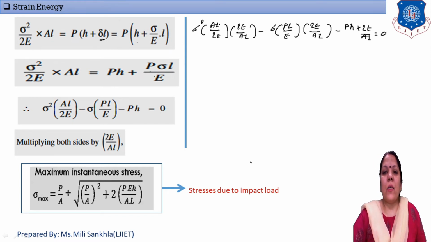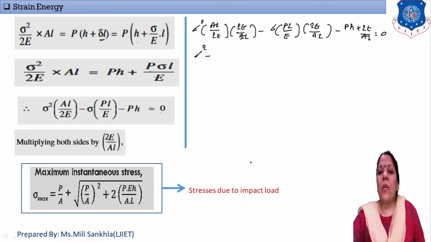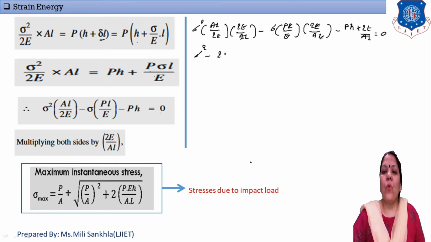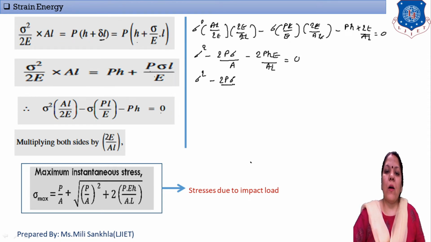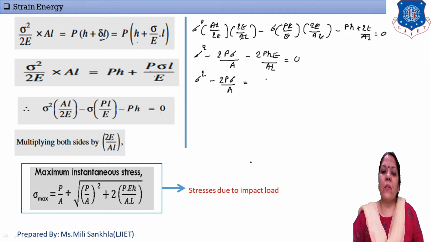Now this term is cancelled here, so the remaining term is sigma square. In the second term, E is cancelled and L is also cancelled, so the remaining term is 2P sigma by A, and here 2PhE divided by AL is equal to 0. Next, sigma square minus 2P sigma divided by A, and I shift this term to the right-hand side. It is converted into positive 2PhE by AL.